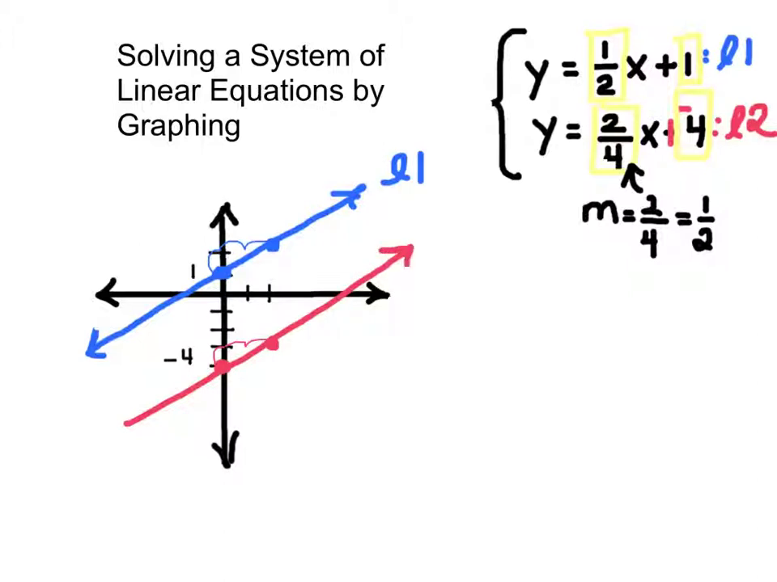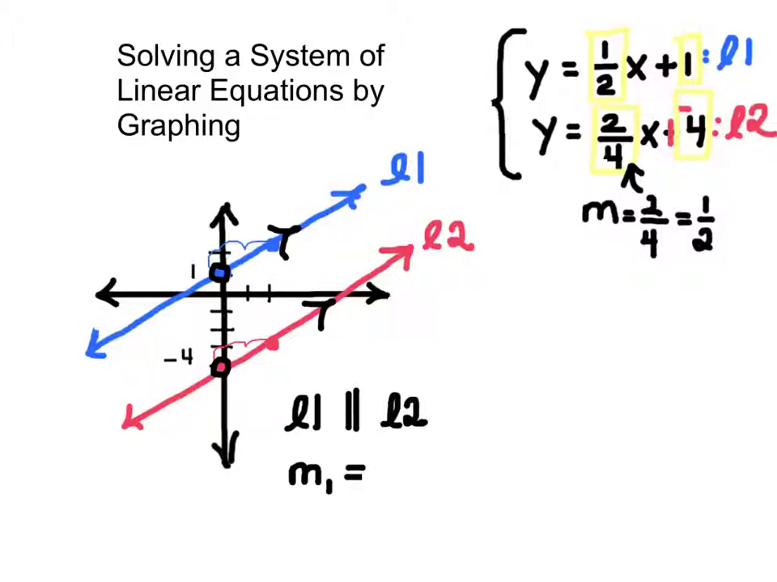Line 2 has the same slope as line 1, but a different y-intercept. The y-intercept for line 2 is 0, -4, and the y-intercept for line 1 is 0, 1. So these 2 lines are, in fact, parallel. Let's put the symbol for parallel, and we can say that line 1 is parallel to line 2, and the reason we know this for certain is because the slope for line 1 is equal to the slope for line 2, and when the slopes are equal, then the lines are parallel.